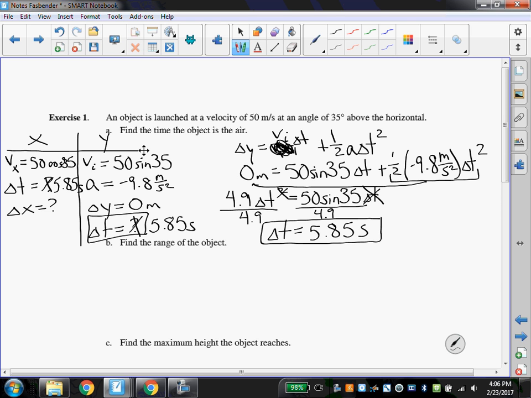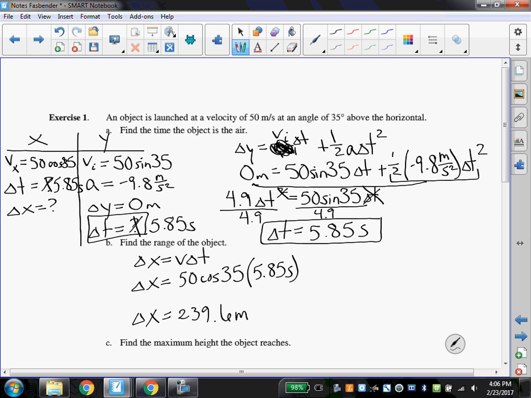Now we need to find the range of the object, so we need to find that delta x. Well, the equation that we have for the x direction is good old delta x equals v delta t. So we can put in 50 cosine of 35 as our v. We'll put in that 5.85 seconds as our t. And when you throw that into your calculator, you find that the delta x must be 239.6 meters.